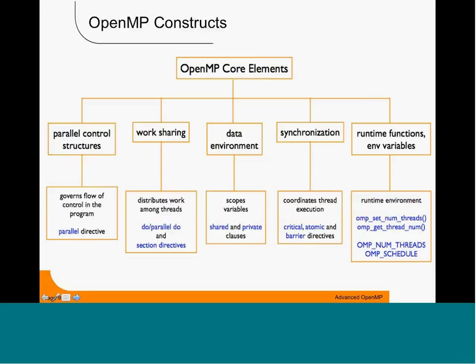So Daniel's slide here shows the OpenMP constructs. These are the core elements of OpenMP. We talked about the parallel control structure, which is the parallel directive, and now we have work sharing, which is do, parallel do, and sections. Data environment clauses like private, firstprivate, shared, and synchronizations like critical, atomic, barrier, single, and some of the runtime functions. So you can set how many threads you want to use for this particular parallel instance or for this parallel section.